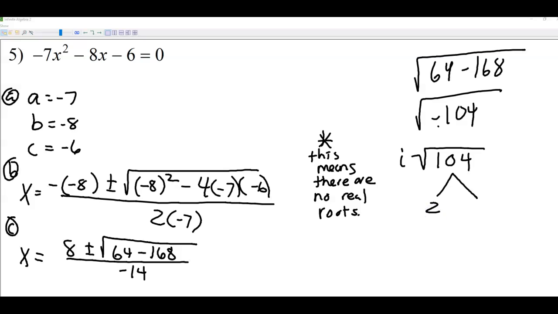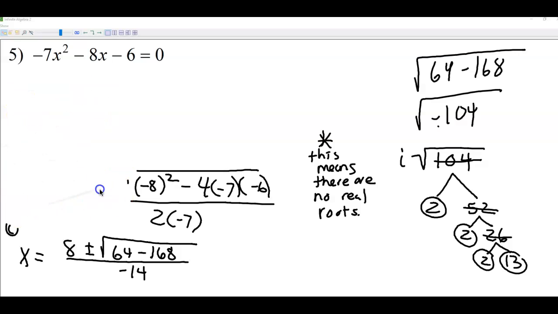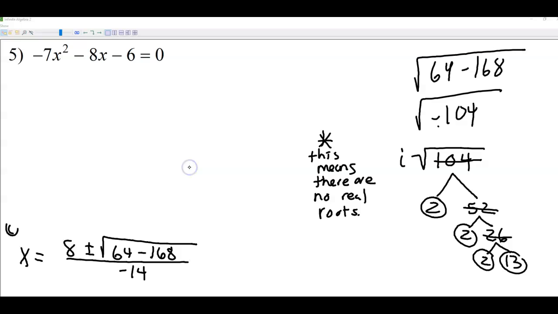2 goes into 104 52 times. 2 goes into 52 twice. 2 goes into 26 13 times. So this broke up, and this broke up, and I'm left with these 4 numbers here. All right, so we have i square root 2, 2, 2, 13.